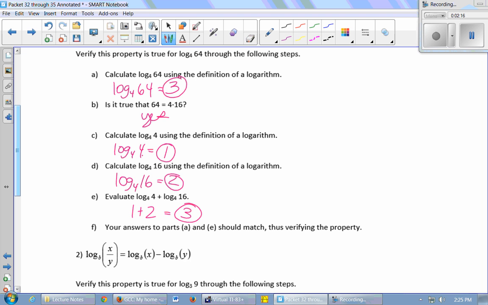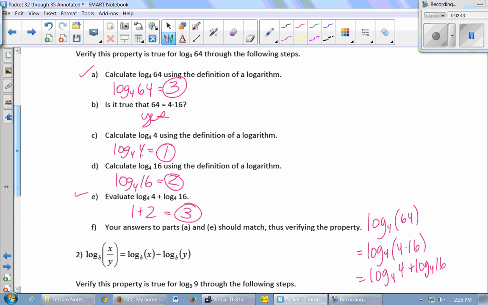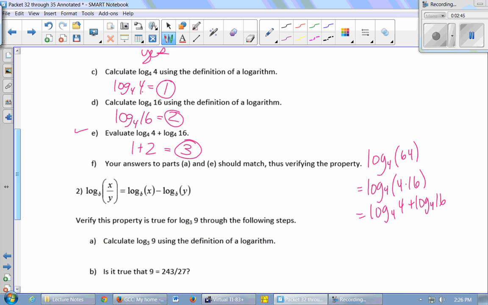And my answers to parts A and E should match, because log base 4 of 64 is the same thing as log base 4 of 4 times 16, which is log base 4 of 4 plus log base 4 of 16 according to my properties, and that was 3. And I said this equals 3 from the very start. So you get 3 both ways, so we verified the property.